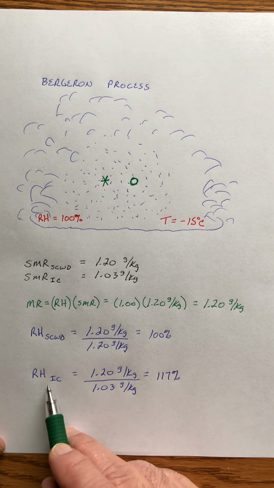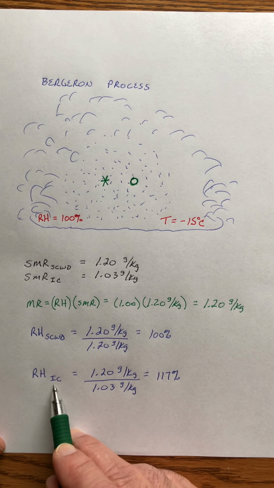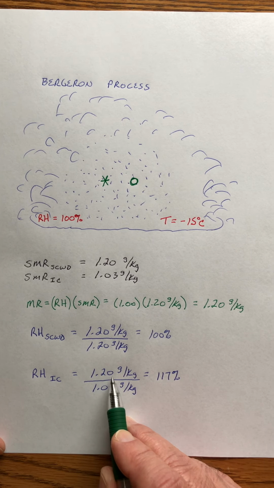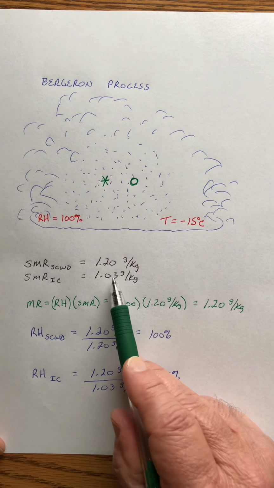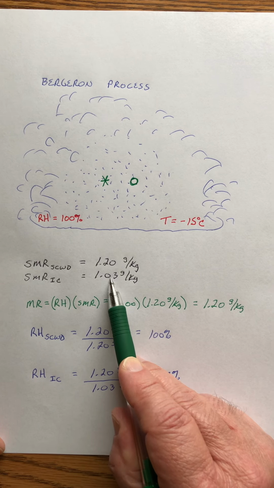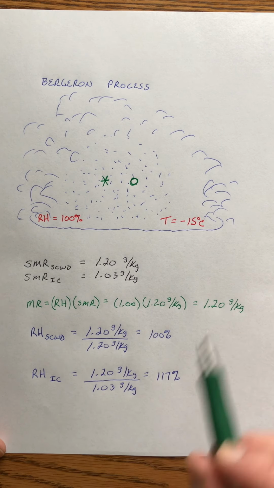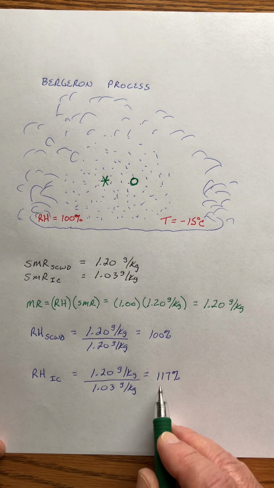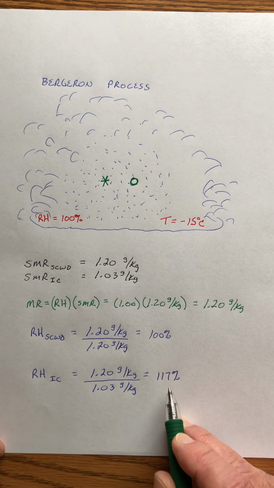The relative humidity with respect to the ice crystal will be the mixing ratio, 1.20 grams per kilogram, divided by the saturation mixing ratio of the air around the ice crystal, which is 1.03 grams per kilogram. And that actually gives us a relative humidity of 117%.